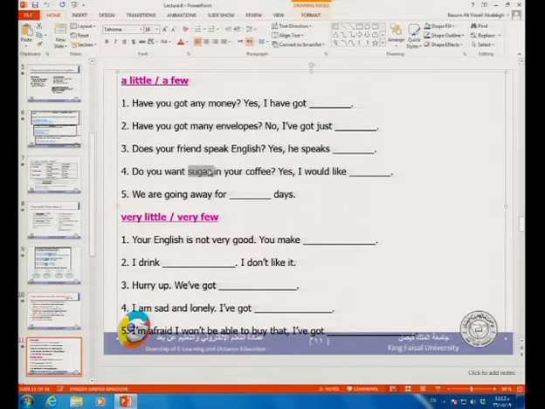We are going away for a few days. Now, days, is it countable or uncountable? Countable in the plural. Then I should use a few days. Right? Very little and very few. As you know, it's exactly like little and few. Little is used with uncountable nouns and very few with plural countable nouns. All right?